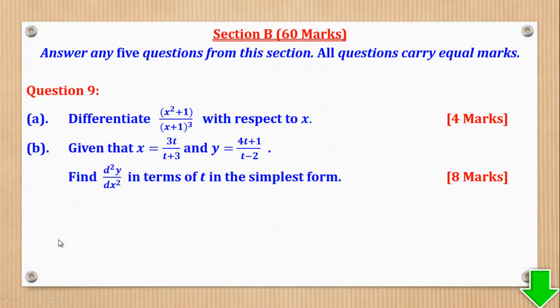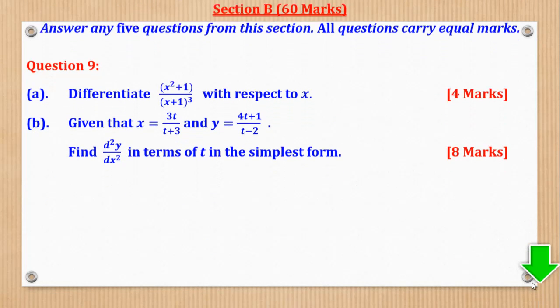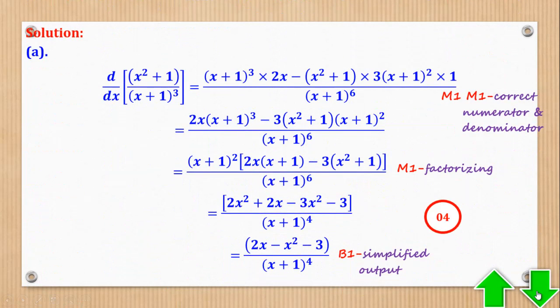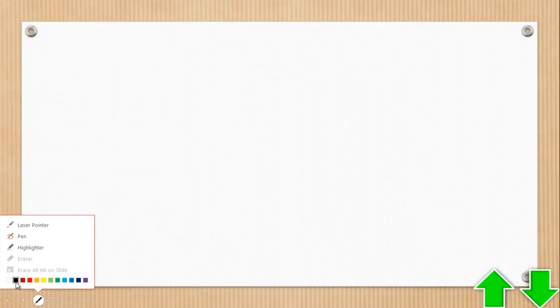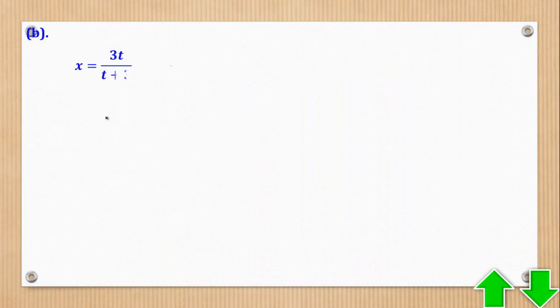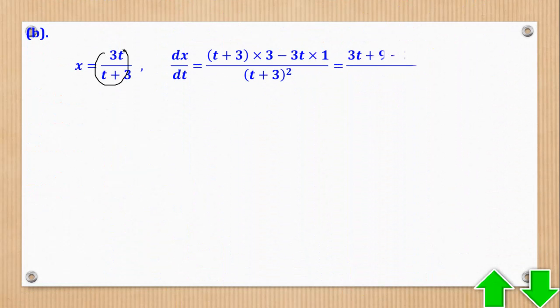Then part B, given that x is this and y is this, find the second derivative in terms of t in the simplest form. So first of all, x is this, which is a quotient. So I use quotient formula to get the derivative.